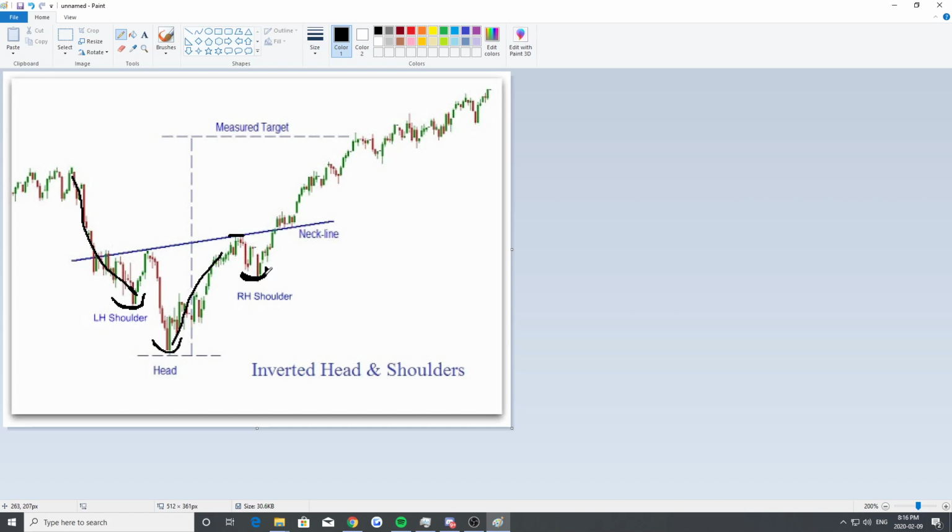So once it finds this right shoulder right here, rips back up, and then your buy point is going to be right here on this neckline of the right shoulder. As soon as it breaks that right shoulder, you want to buy.